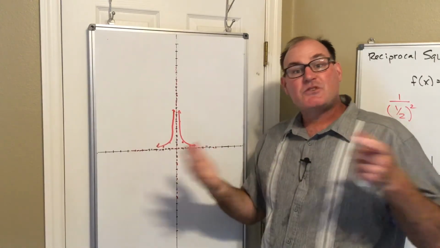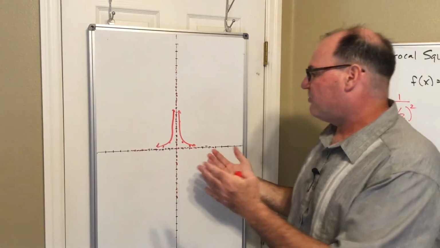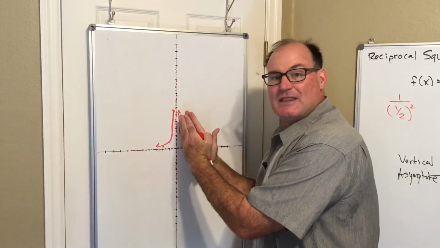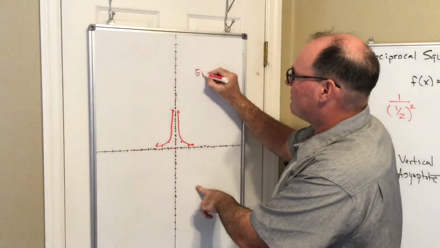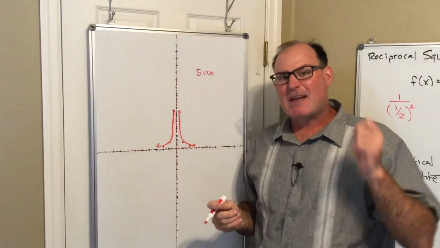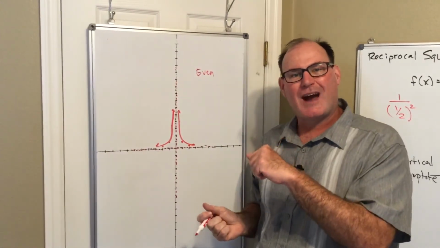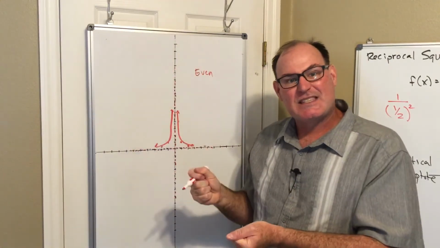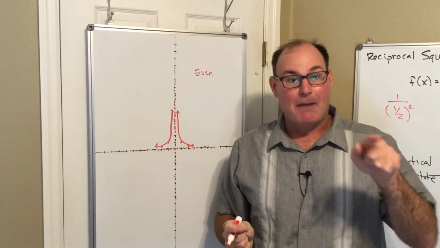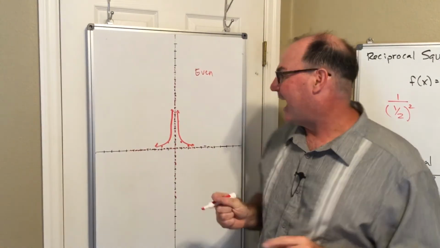An observation about this, 2 things. First, if I folded this along the y-axis, the 1 over x squared is an even function. I didn't mention it in the previous video, but if you took your graph of 1 over x and rotated it 180 degrees, it would be the same. And I know you're thinking it. That means the 1 over x function is odd.